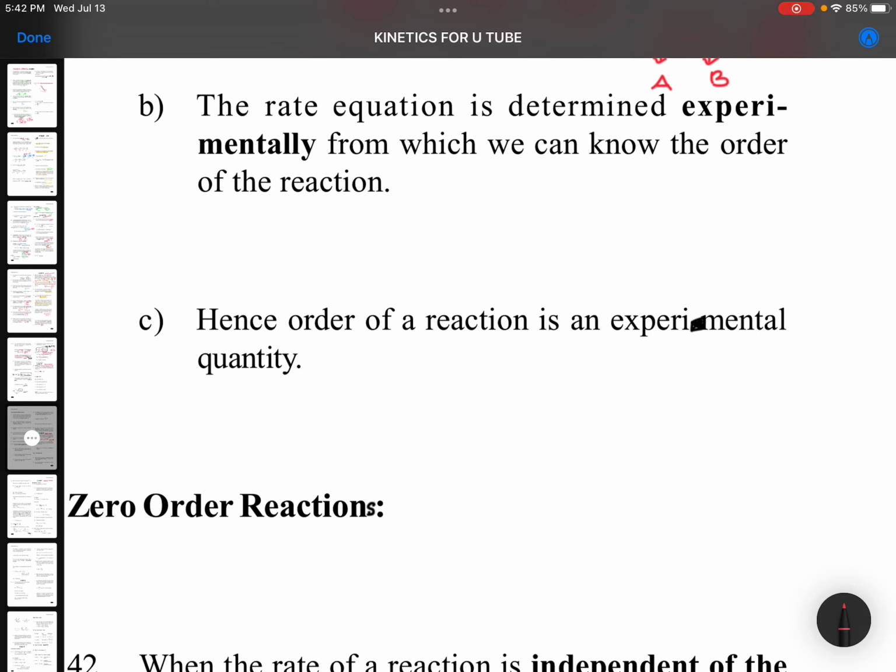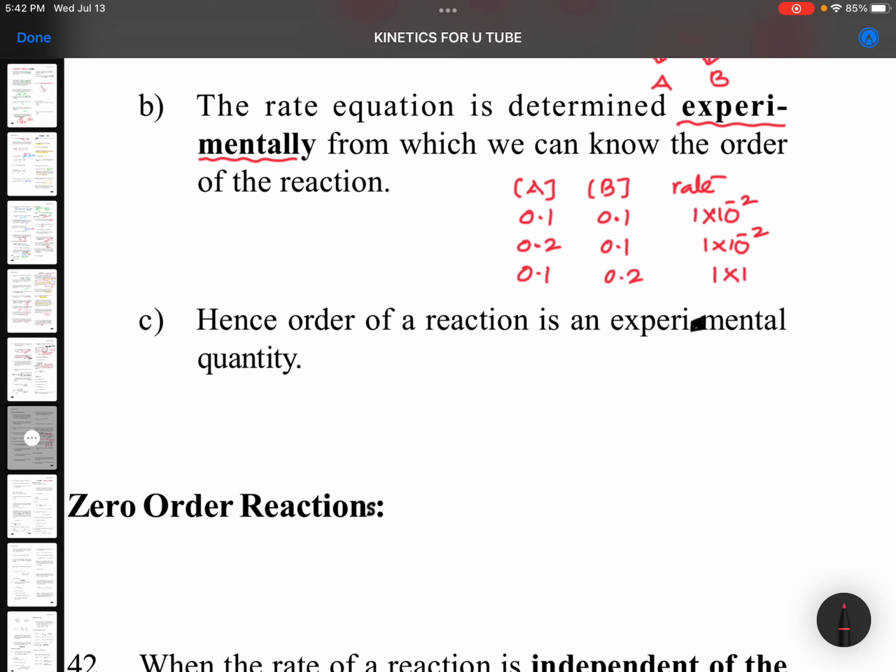The rate equation is determined experimentally. Okay, now that means you cannot decide by seeing just the equation. Now it is decided by the experimental values, and experimental values questions will be very, very interesting. Let me just show you one example: A, B, and rate. Concentration 0.1, 0.1, 1 into 10 to the power of minus 2. Concentration 0.2, 0.1, 1 into 10 to the power of minus 2. Concentration 0.1, 0.2, 1 into 10 to the power of minus 2. What is the order of the reaction? These kind of questions will be there.